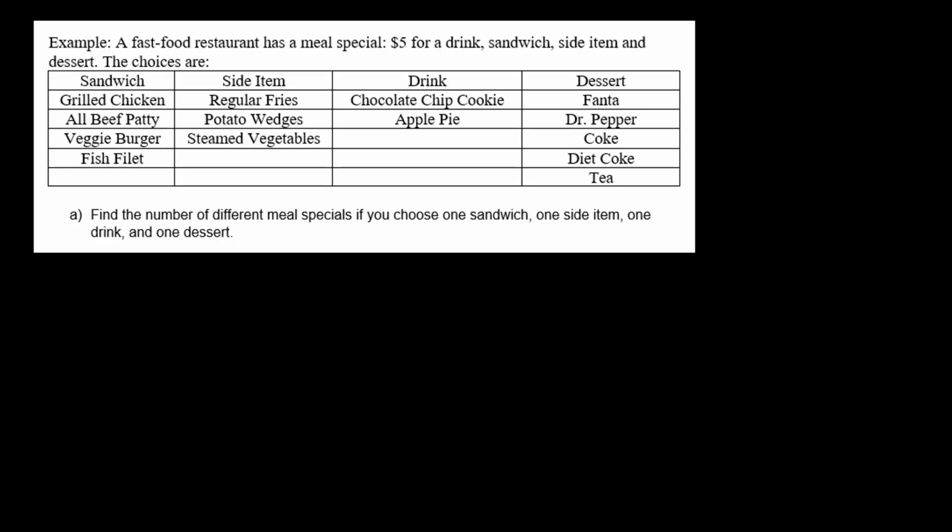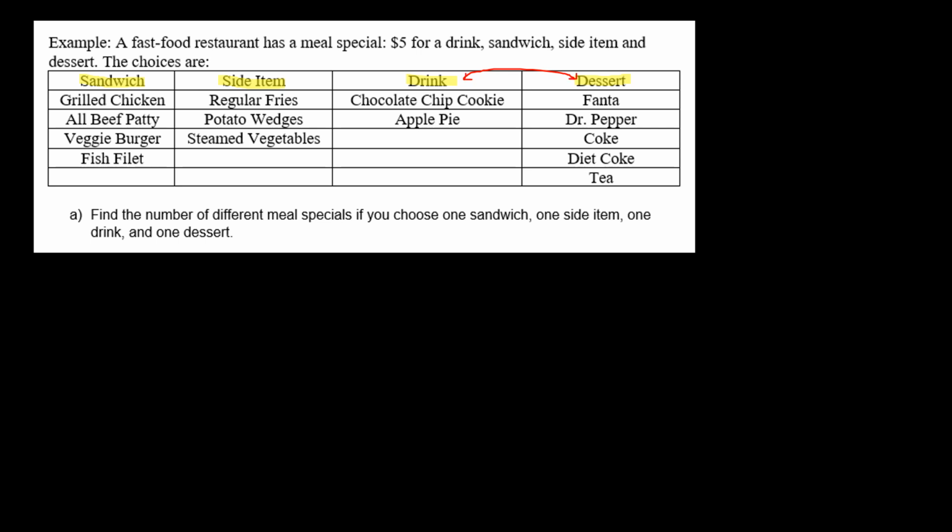All right, coming up on our last example, we've got a fast food restaurant that has a meal special, $5 for a drink, sandwich, side item, and dessert. The choices are in your table. Notice this is not a choice, it is just the label. And also, these are flip-flopped.